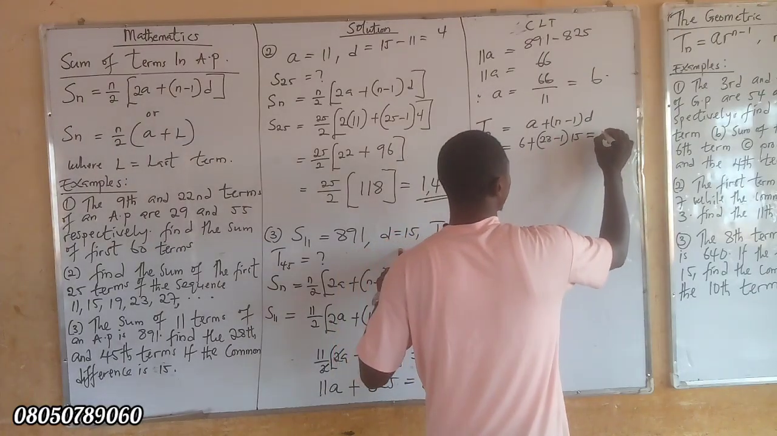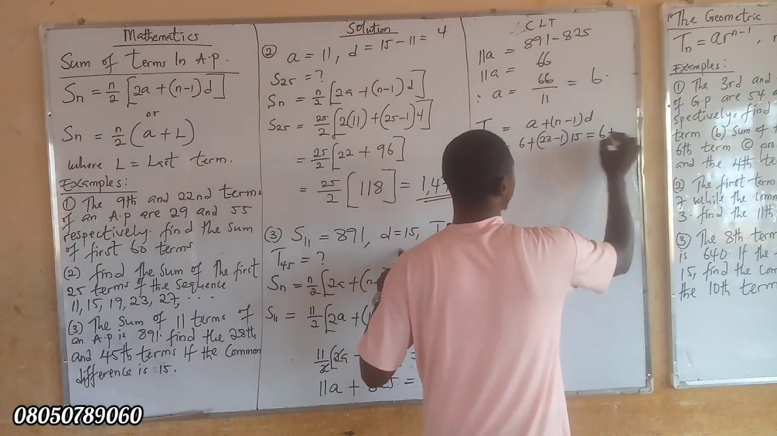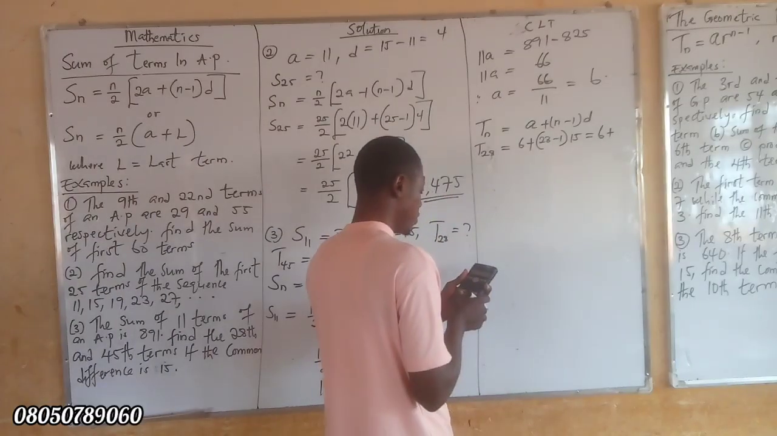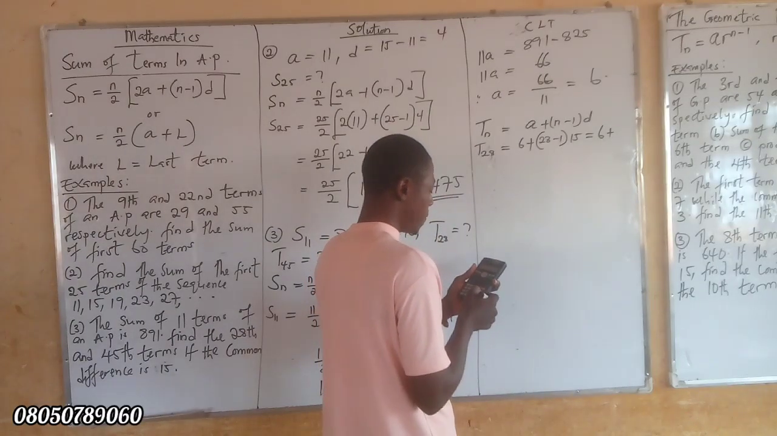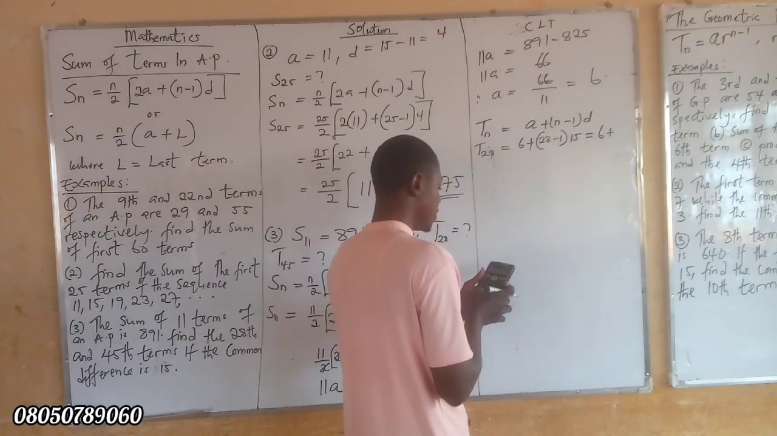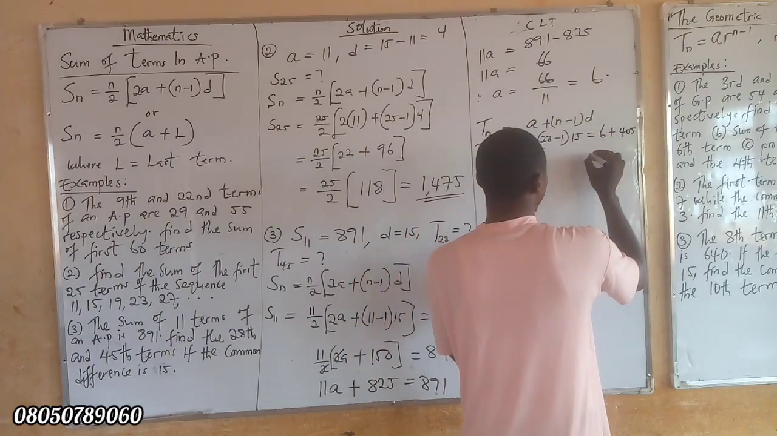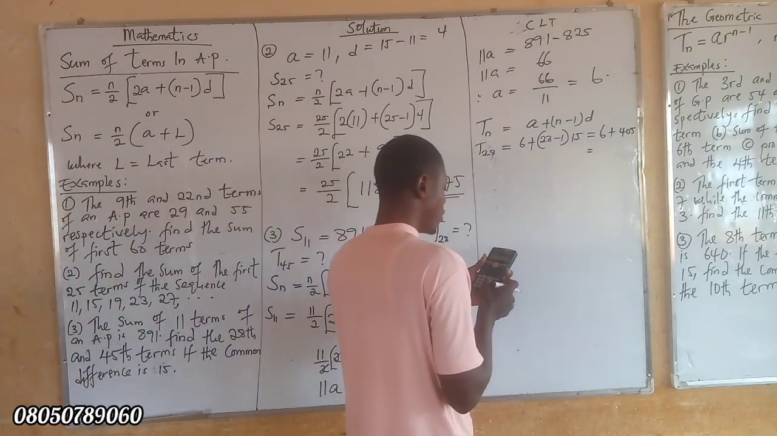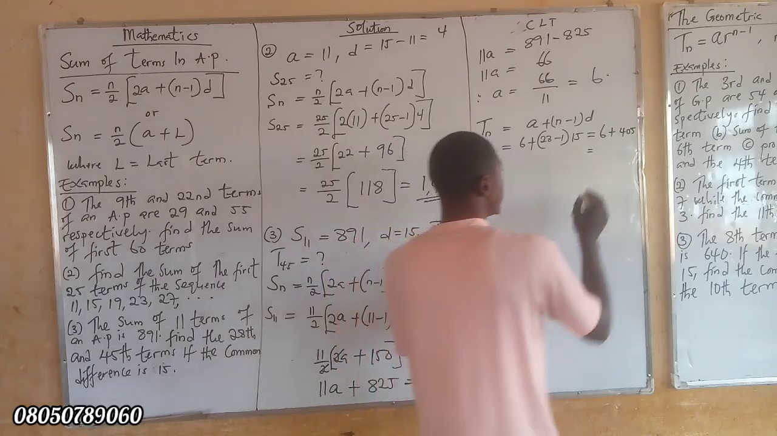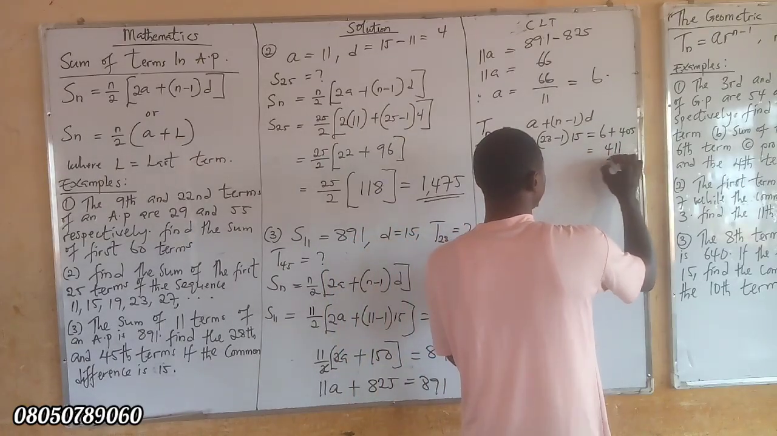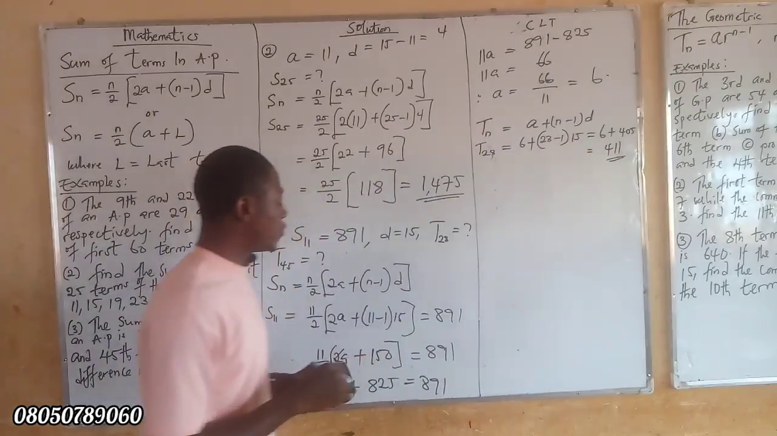So this is going to eventually give us 6 plus 28 minus 1, which is 27. And that 27 times 15 is going to give us 405. And this is going to be equal to 405 plus 6, which gives us 411. So we are done with T of 28.